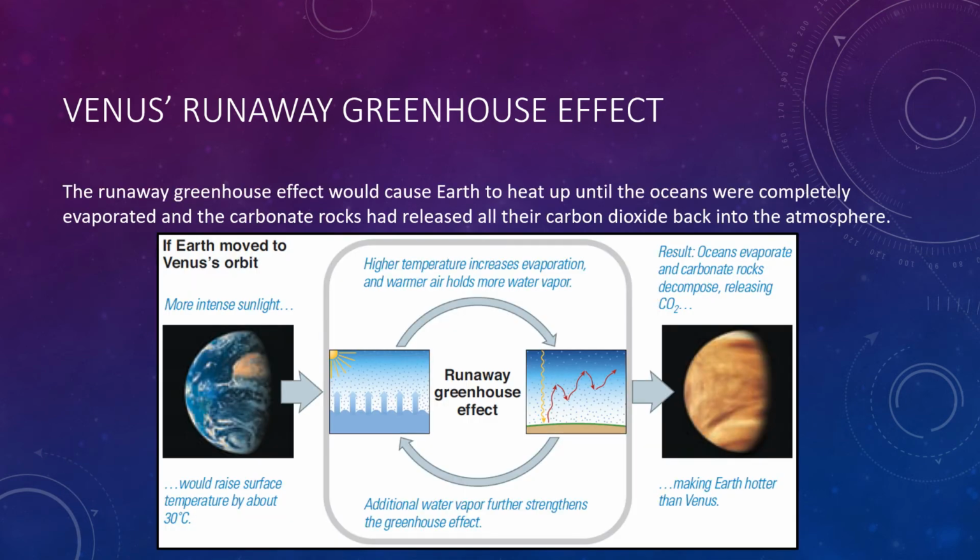The runaway greenhouse effect would cause Earth to heat up until oceans were completely evaporated and the carbonate rocks had released all their carbon dioxide back into the atmosphere. By the time the runaway process was complete, temperatures on our moved Earth would be even higher than they are on Venus today, thanks to the combined greenhouse effects of carbon dioxide and water vapor in the atmosphere. The water vapor would then gradually disappear as ultraviolet light broke water molecules apart and the hydrogen escaped into space. So, in short, moving Earth to Venus's orbit would essentially turn our planet into another Venus.